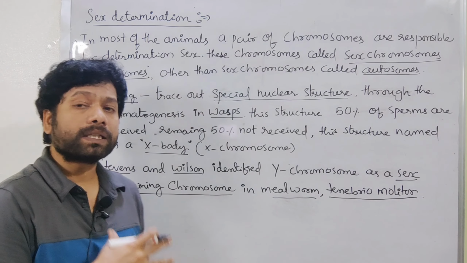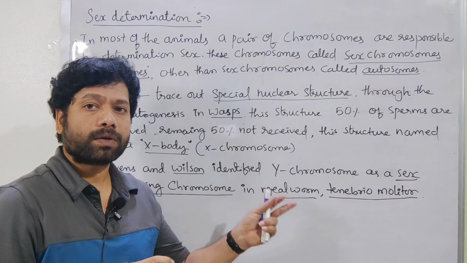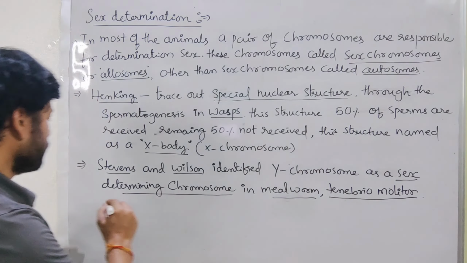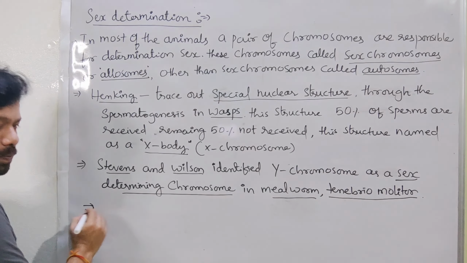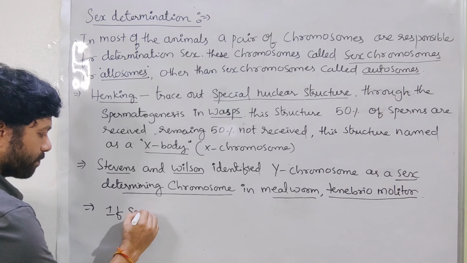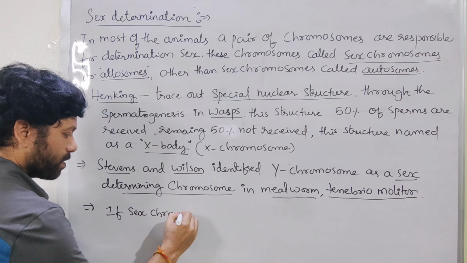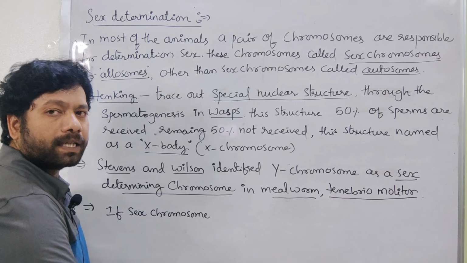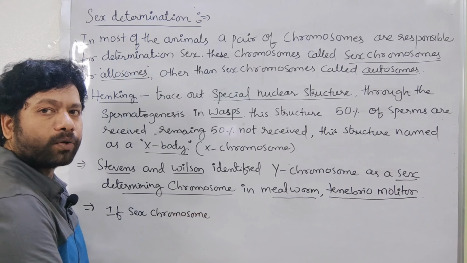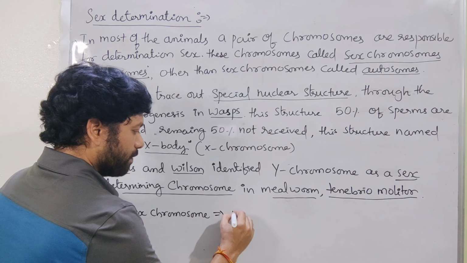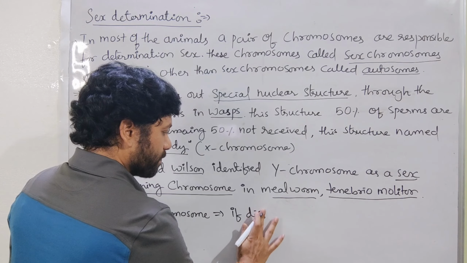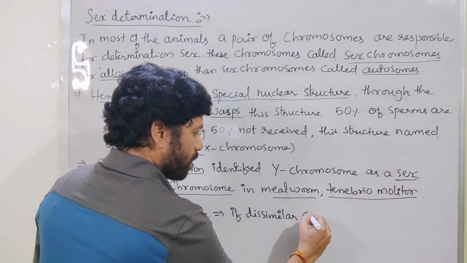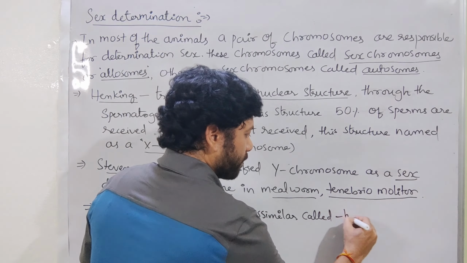So it is the first history of these chromosomes. What is the X and what is the Y chromosome? If the sex chromosomes are similar, that is known as homogametic, and if dissimilar, it is called heterogametic.